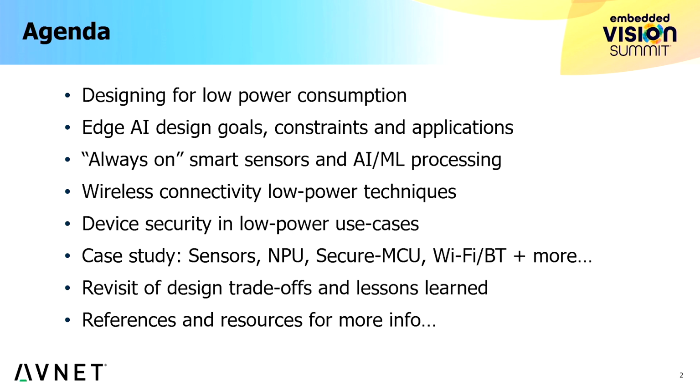Very briefly, what we're going to cover: looking at low power system design for an edge AI device. What are the goals, constraints, and applications, as much as we can cover in the short amount of time that we've got here. You're going to deal with some constraints, but also how to leverage. These days you have smart sensors, highly functional AI devices, and the wireless connectivity aspect. How do you minimize power consumption there?